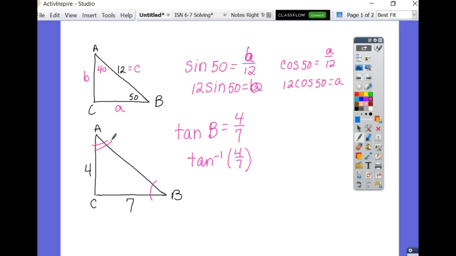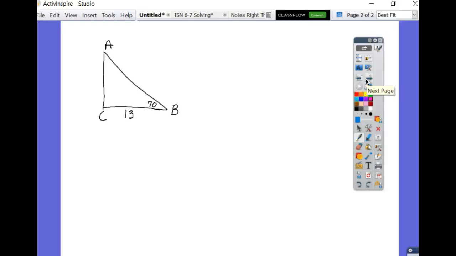Okay? Now, one last one. This one. So I have one angle. So do we know the last angle? Right? I can subtract that from 180. So I know that right off the bat. So I want to fill in this side and this side.